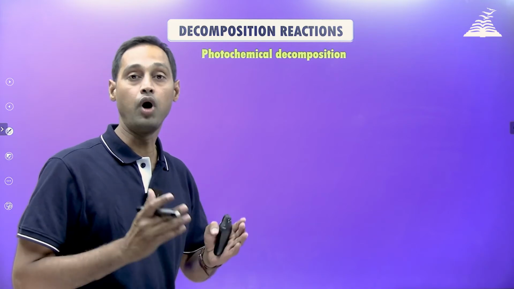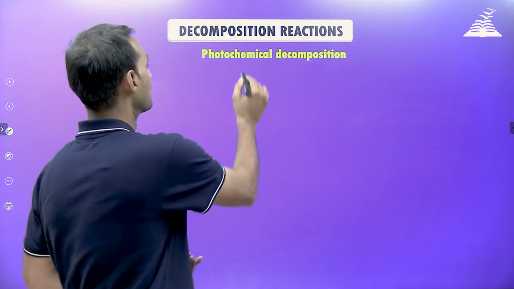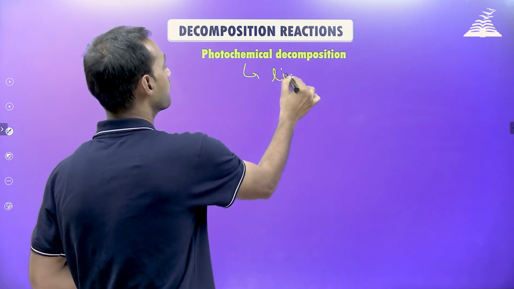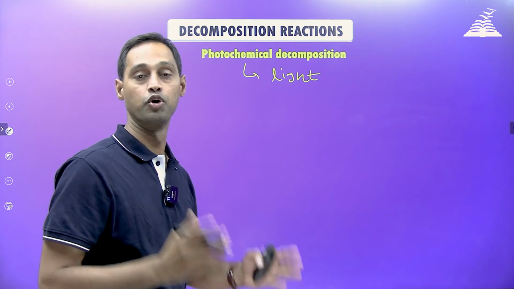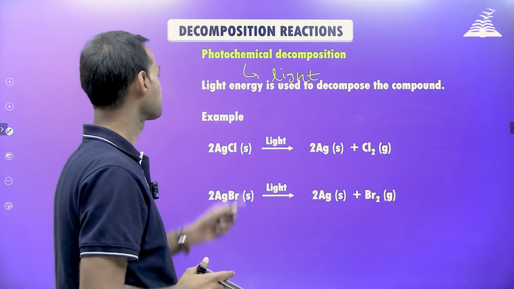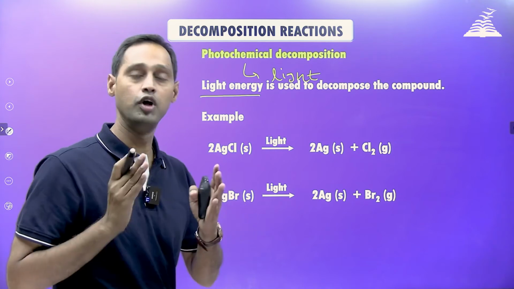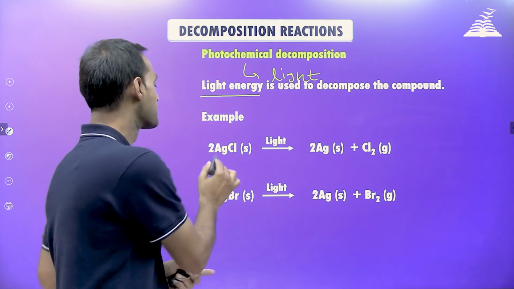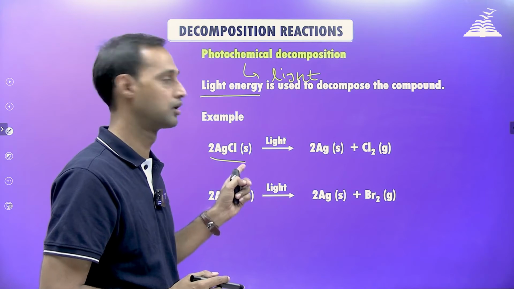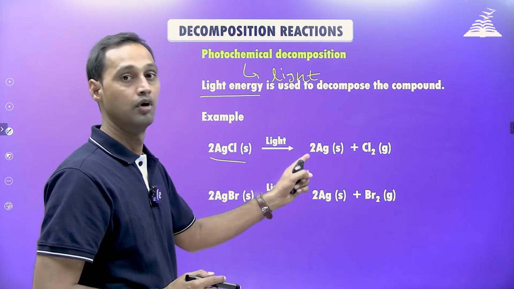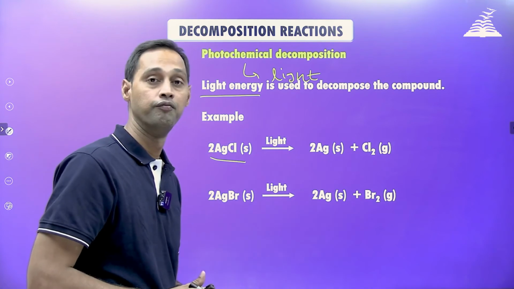So here, what is the energy that we use? What kind of energy we are using here? Here we use light energy. Light energy is used here for the decomposition of a substance. See, light energy is used, right? Some examples. We will take a look at few important examples here. Silver chloride, which is in white color, it gets decomposed when exposed to light and then gives silver and chlorine.